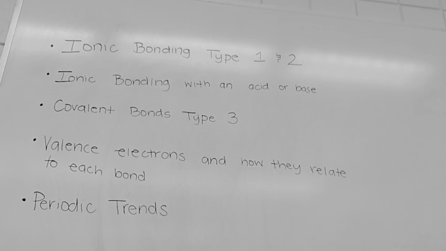It's Scott and Caitlin, and today we're going to talk about ionic bonding, type 1 and 2; ionic bonding with an acid or base; covalent bonding, type 3; valence electrons and how they relate to each bond; and periodic trends.